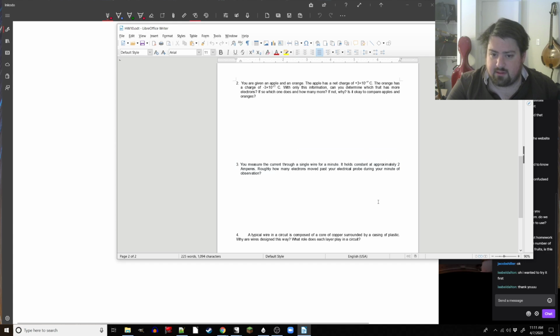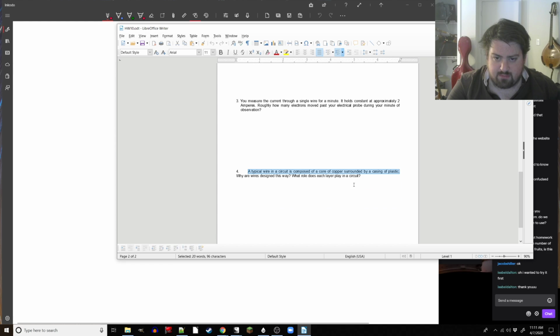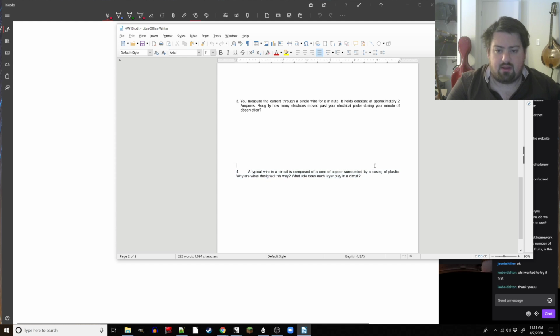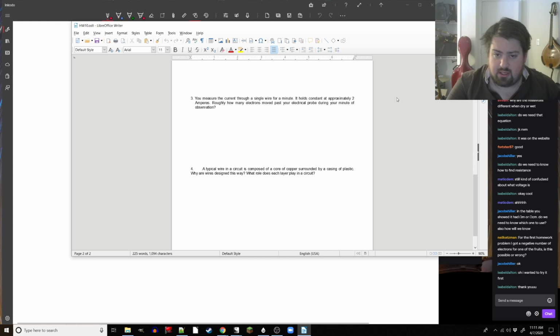Because this one is question 4 here. A typical wire in a circuit is composed of a core of copper surrounded by a casing of plastic. Why are wires designed this way? What role does each layer play in a circuit? Well, there's a very quick answer to that, which is copper, as we saw in those tables, is a really good conductor, so it lets electrons flow easily, and plastic is a really bad conductor, or a very good resistor, so it doesn't let electrons leak out of the circuit. That's essentially the entire point: you want electrons to flow along the circuit, but not out of it. And if they're flowing out of it, that's probably going to electrocute you, or other things around it. So that's bad, as we say in science.